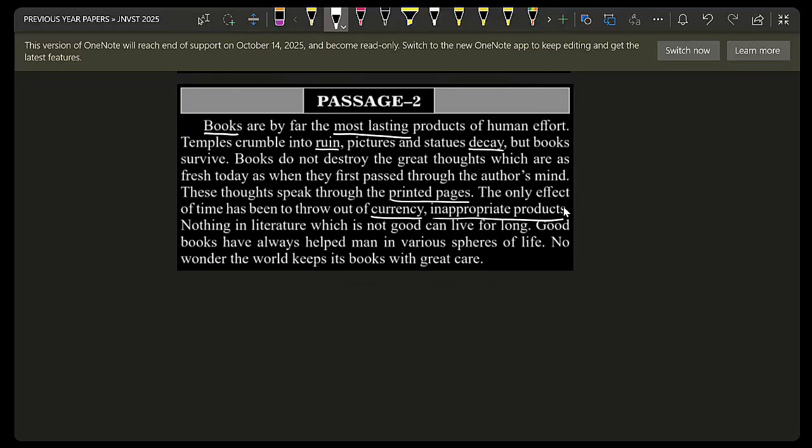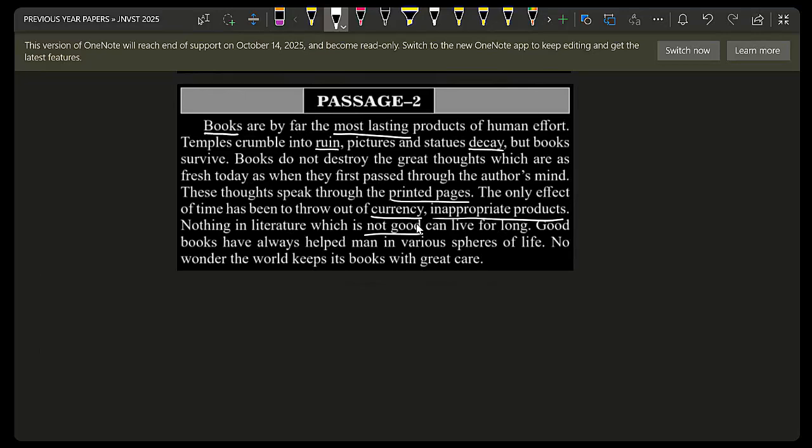Nothing in literature which is not good can live for long. So if it is good, it will survive for a long period of time. But if it is not good, no one is going to store it properly and no one is going to continue it for future generations. So literature which is not good cannot live for long.